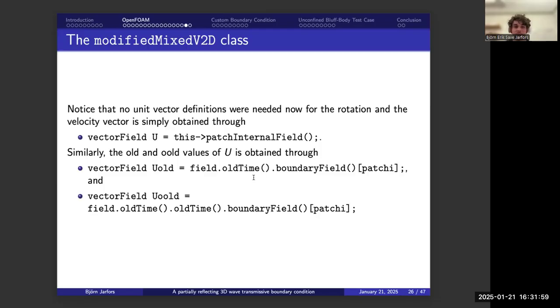Yes, and this is what I mentioned earlier, that you will get from the patch internal field the velocity vector, and from the old time from the field, the old time and the previous to the previous time step as well.